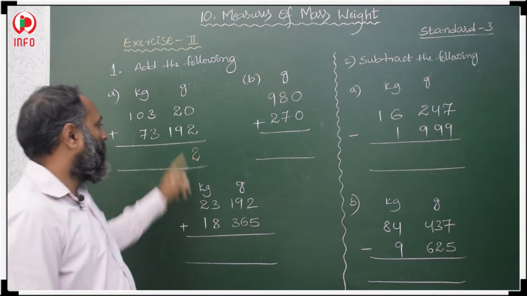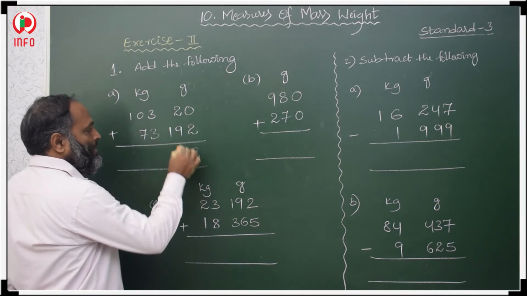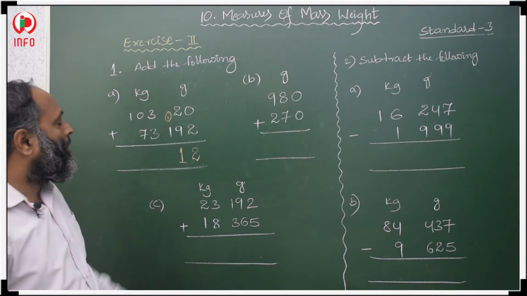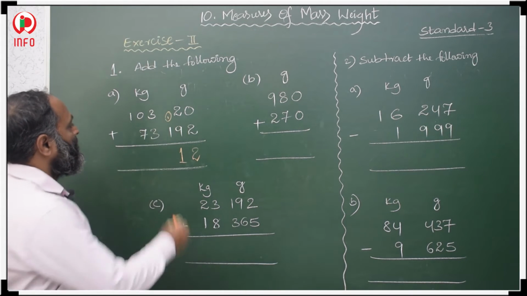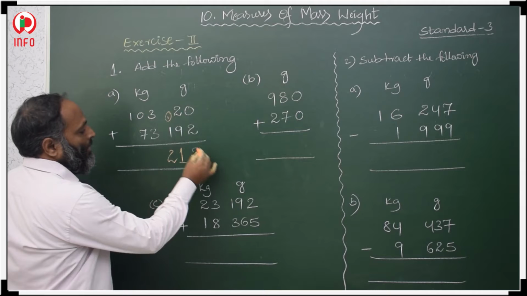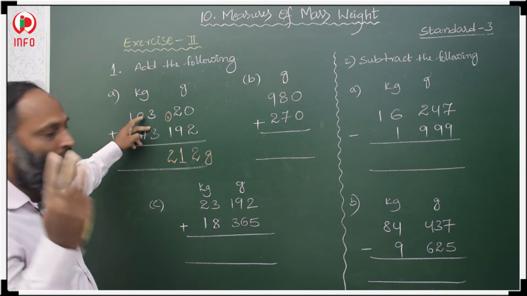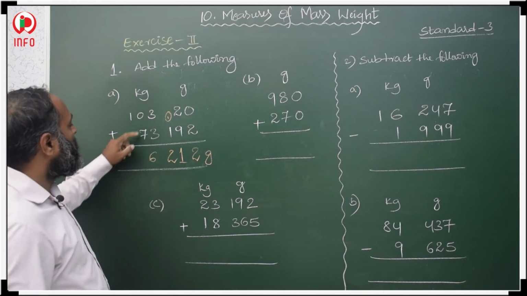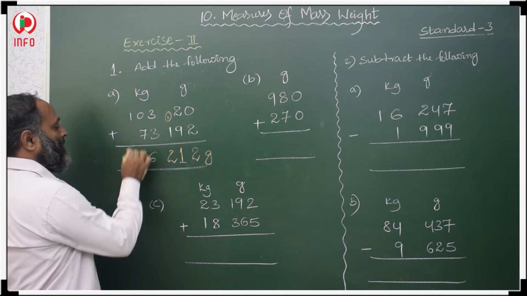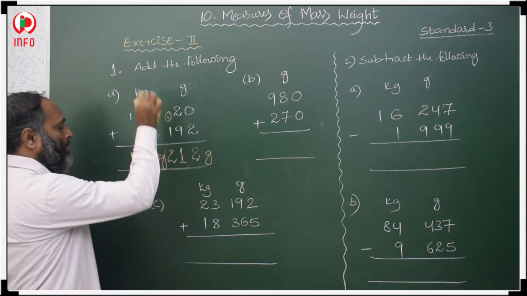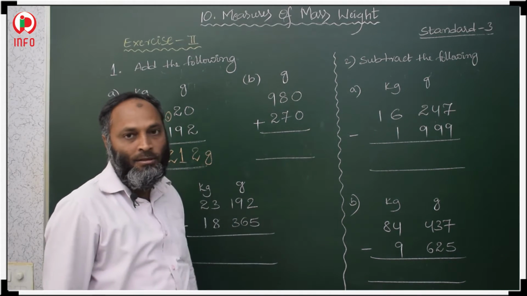9 plus 2, 10, 11. 11 means 1 in the tens place, and 1 we take as carry over to the hundreds place in grams. Now 1 plus 1, 2. These are grams. Now kgs. 3 plus 3 is 6. 0 plus 7, 0 plus any number is the number itself, 7 only. And this one as it is. So 176 kgs 212 grams.